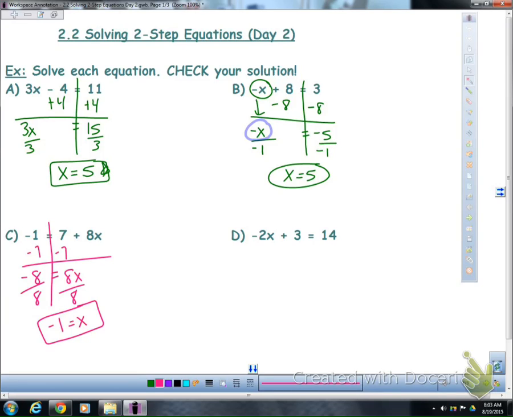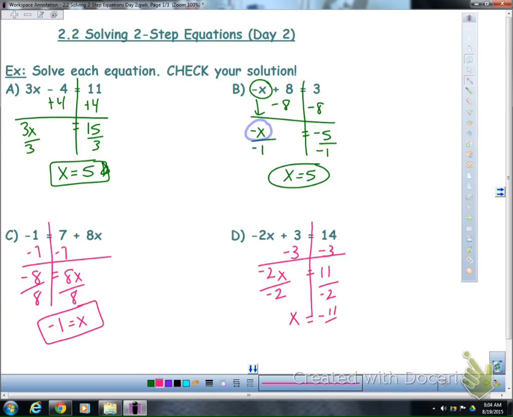Example C, you can see that we have x equals negative 1. Pause that so you can check C before we move on to example D. If you look at example D, after we subtract 3 from both sides, we end up with 11. Now, if we divide both sides by negative 2, we know that negative 2 does not evenly divide into 11, which is fine. It's okay to get a fraction.